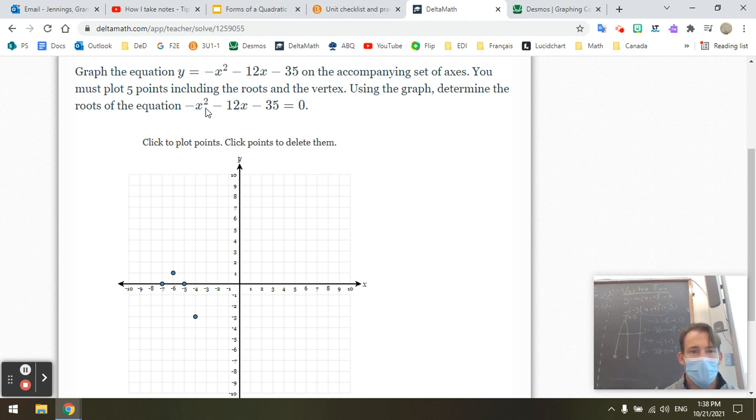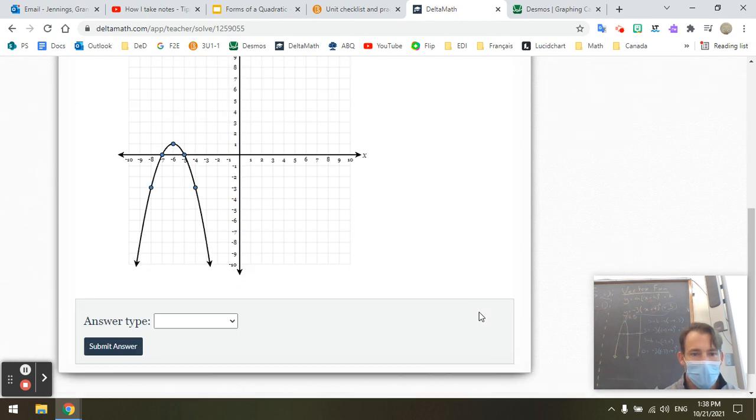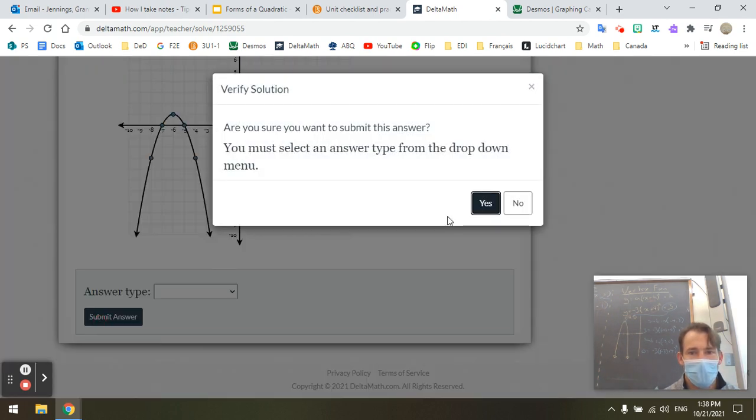So negative 7 squared is negative 49 plus 84. Negative 49 plus 84 gives me 35. Yeah, there it is. That's a 0. And then I plot one more point. I just plot that one symmetrical around the axis of symmetry, and then I'm ready to go. And I say submit answer.